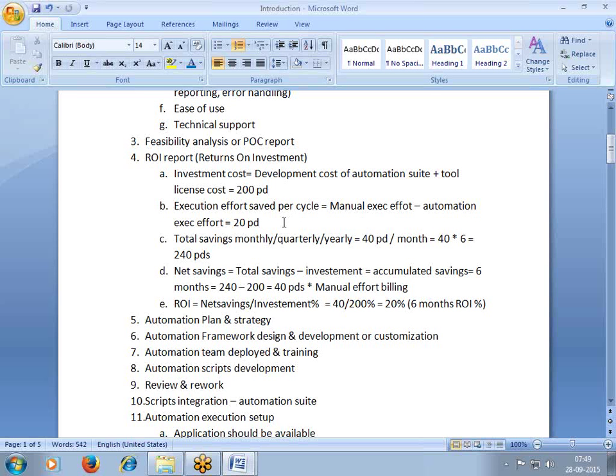Okay, let us take this one. Manual execution, I have 500 test cases, okay? 25 cases per day. If you execute 25 cases, it will take 20 days. Fine. Automation execution effort: how many test cases can we run in one day? We can finish all 500 test case execution in a maximum of 5 days by using automation scripts. Are you clear?